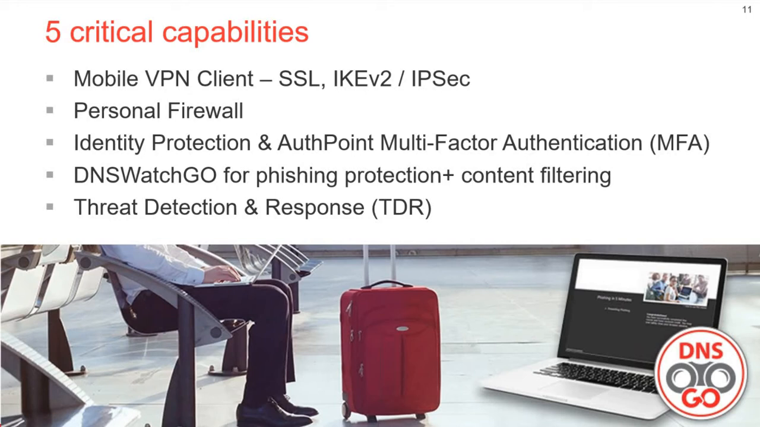There are three ways you can do VPN clients. I'll show you the example of the difference in SSL VPN, IKEv2, and IPsec. Then we're talking about the personal firewall. When we are in the office, we have a firewall implemented in the office. When you're at home, you should have a personal firewall that has the same or similar policy that the company set up. And then we protect the identity by using multi-factor authentication.